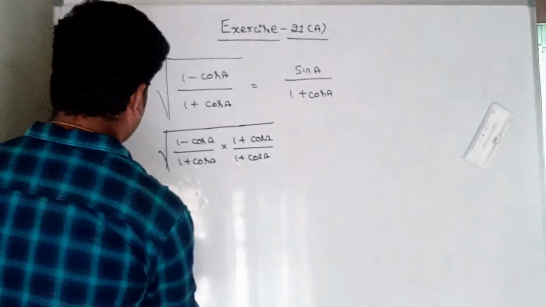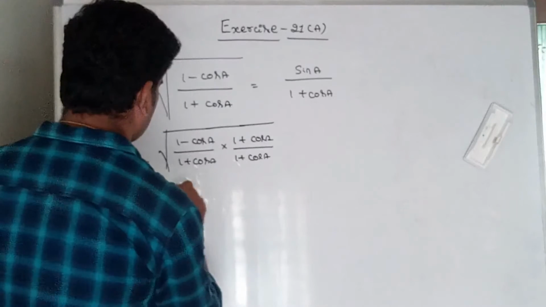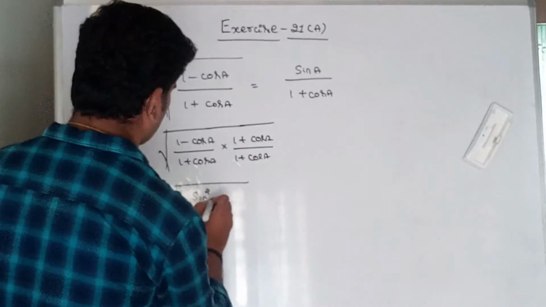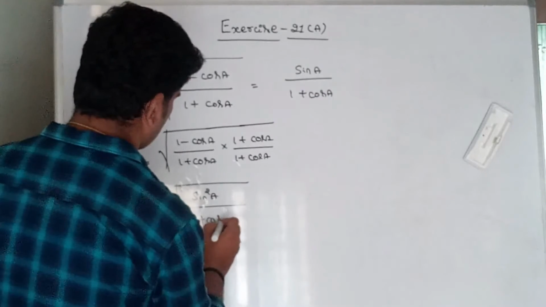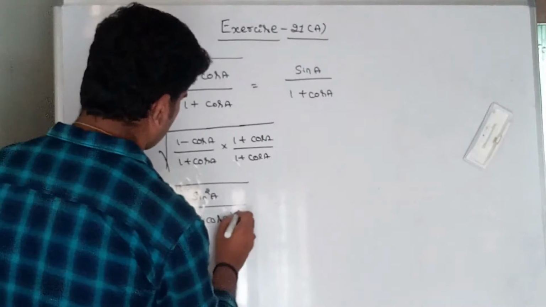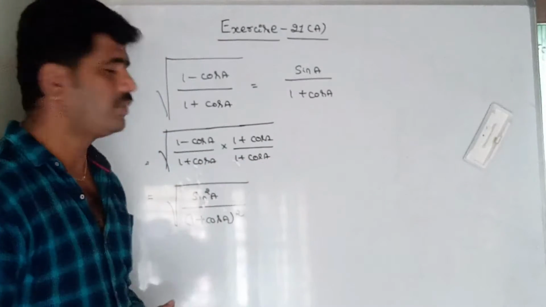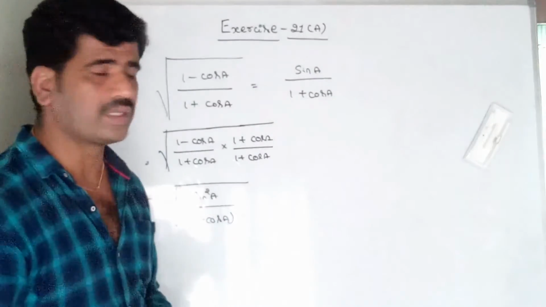So then that is equal to, so 1 plus cos A into 1 minus cos A is what here? I told you, 1 plus cos A into 1 minus cos A is sin square A, divided by 1 plus cos A the whole square. Keep in your mind, 1 plus cos A, both are the same term. So 1 plus cos A into 1 plus cos A, what will we get? 1 plus cos A the whole square.